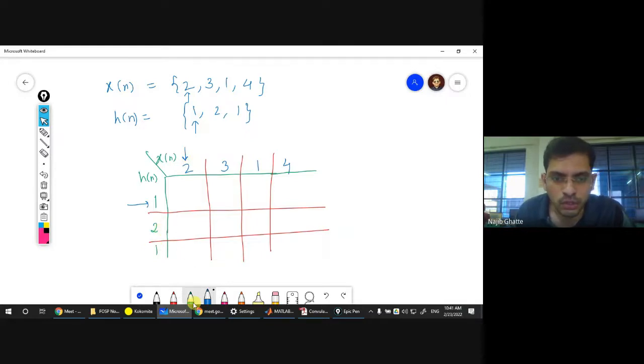Now, do you know the tables that you studied in nursery? 1 2s are 2, 1 3s are 3, 1 1s are 1, 1 4s are 4, 2 2s are 4, 2 3s are 6, 2 1s are 2, 2 4s are 8. Correct. Going on. 1 2s are 2, 1 3s are 3, 1 1s are 1, 1 4s are 4. I'm done with it.